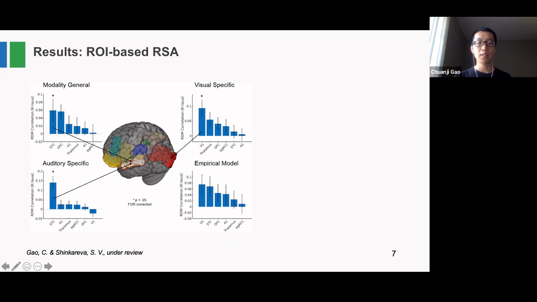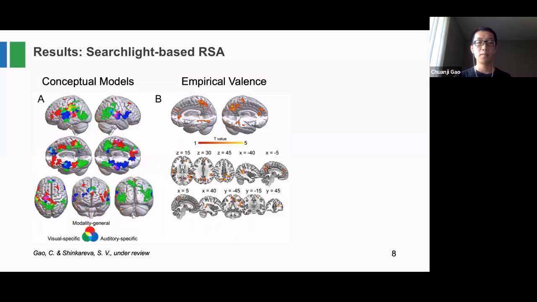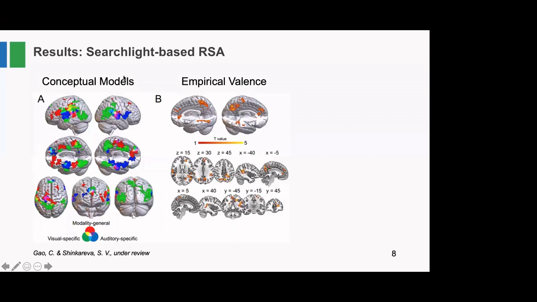So here's the ROI analysis. Basically, we get an idea about the possible support for the hypothesis that there are modality specific representations and modality general representations, and the modality specific representations are in the perceptual cortices. But the ROI analysis has some limitations because it can be biased by our conceptualization. So we did the searchlight analysis.